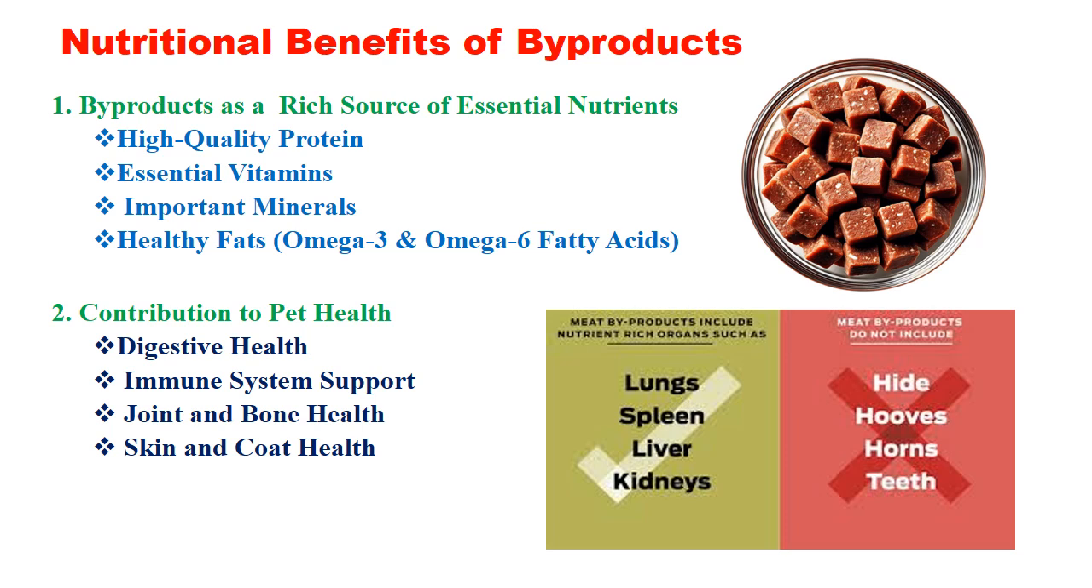Secondly, the contribution to pet health. When these byproducts are used in pet foods, they improve digestive health, support the immune system, and support joint and bone health, with a sufficient quantity of important macro minerals, as I have discussed, calcium, phosphorus, etc. They are also a source of collagen and essential amino acids, and support skin and coat health. So all these things are very well protected by pet food when it uses byproducts.